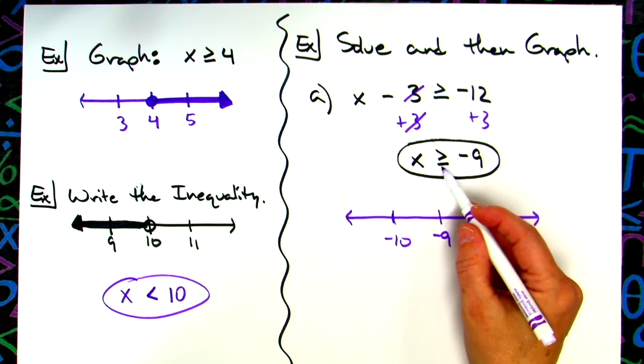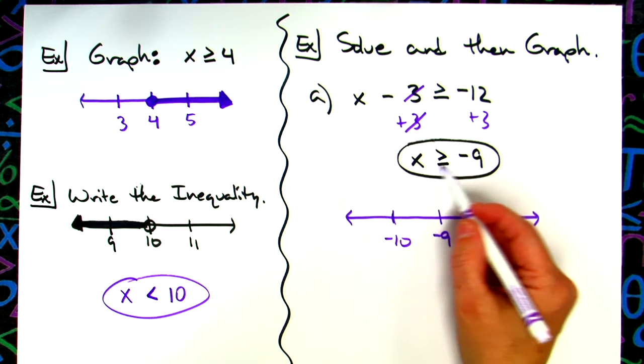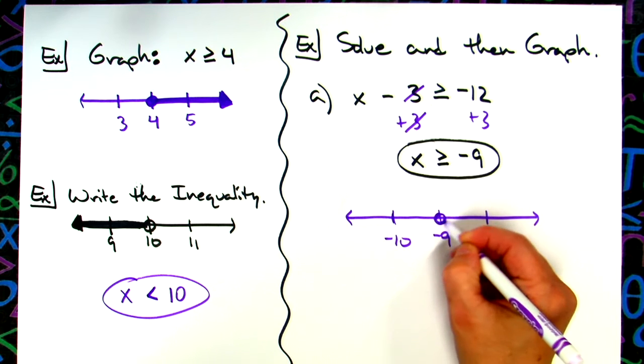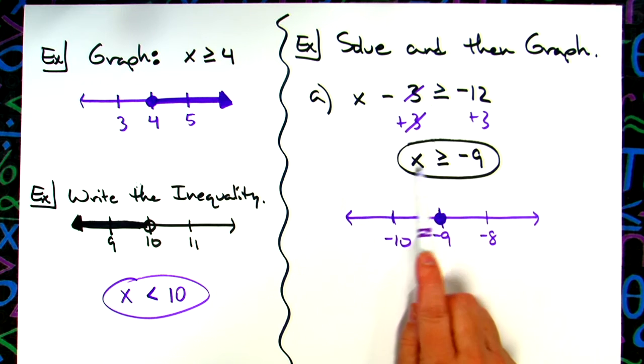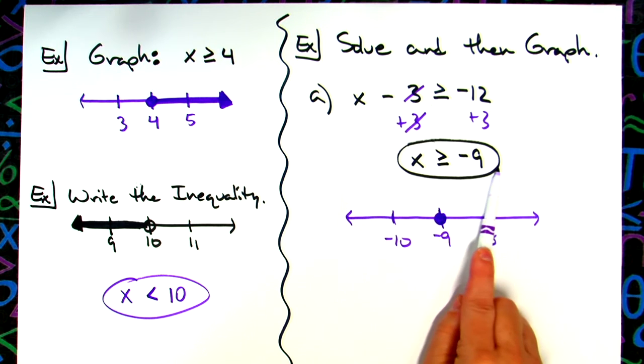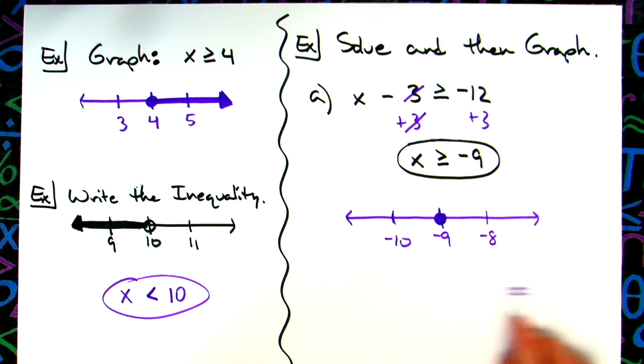Okay, now, solid dot or open dot? Solid dot, closed dot, because of the equal to part, so closed dot. All right, now, again, you've got to be able to read that symbol. x is greater than -9. So which side? To the right.